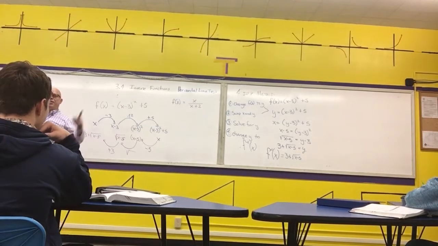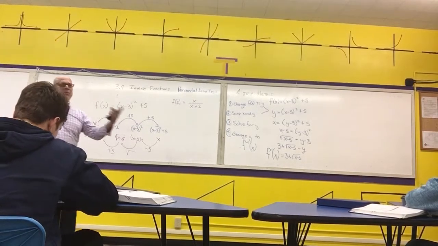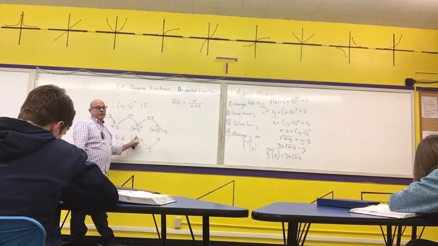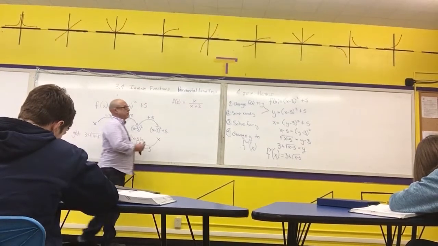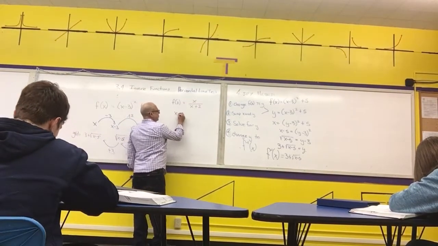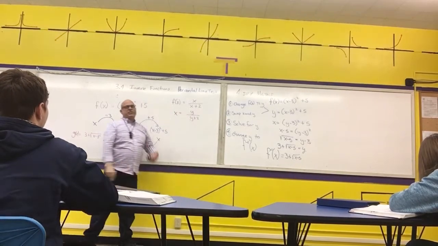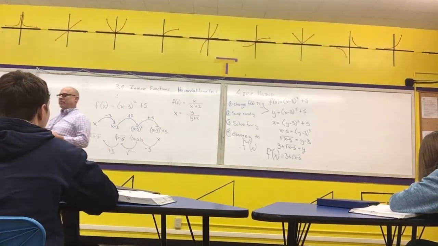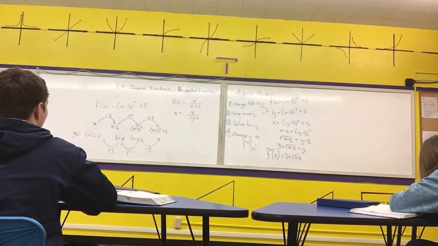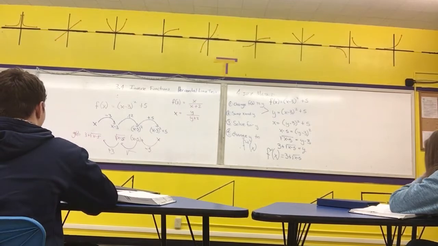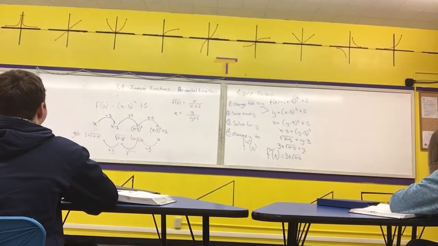Step one is to change f of x to y and swap x's and y's. With this method, I cannot use the arrow diagram with this one. I've got more than one x. So I'm going to write x is equal to y over y plus 2. I changed f of x to y, and I swapped x and y. My next step is to solve for y. I have a proportion, so I need to get everything in the numerators of the proportion. So I'm going to multiply both sides by y plus 2.